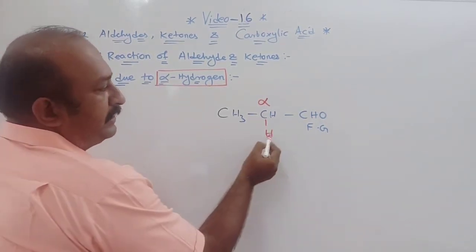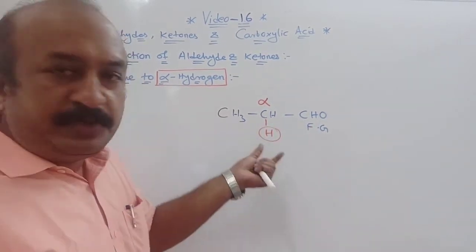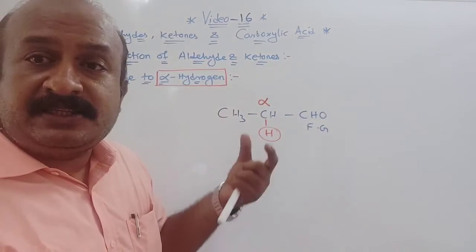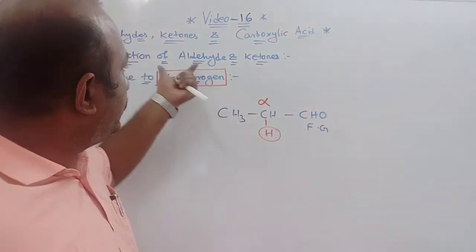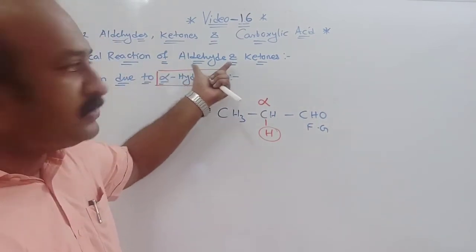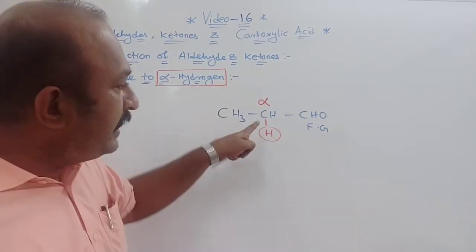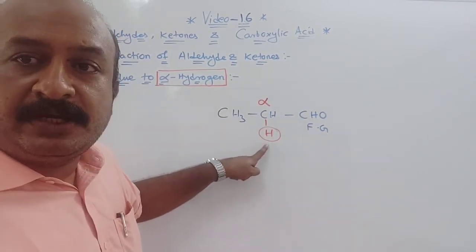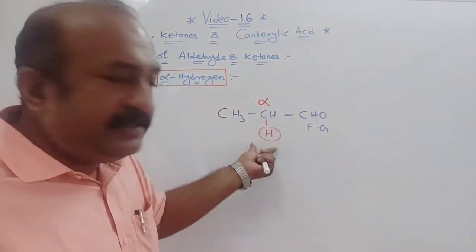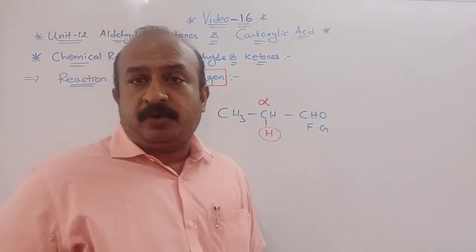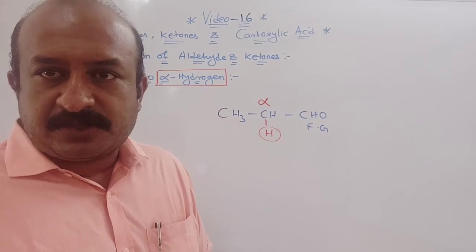So what will happen in this case? This H will be protonated or removed, and due to this you see changes in the chemical properties that we are going to discuss. So we are talking about the chemical properties of aldehyde and ketone, the reaction due to alpha hydrogen, and this is the alpha hydrogen which is getting removed. Now for removing this hydrogen, we require a catalyst, and a base is used as a catalyst here.